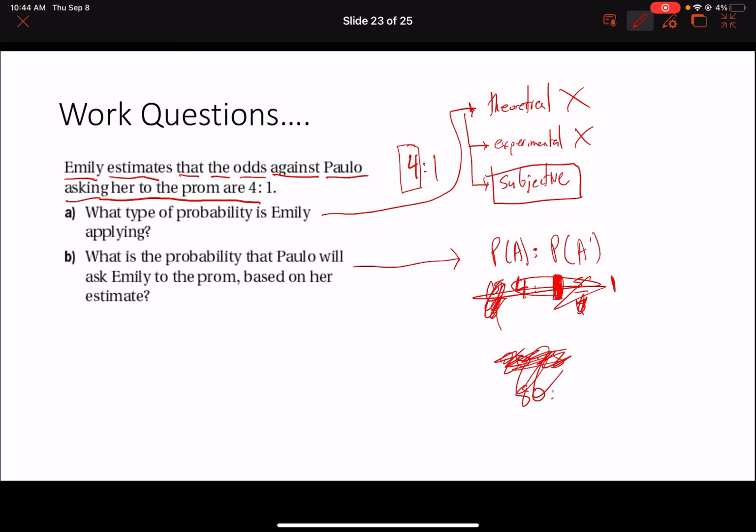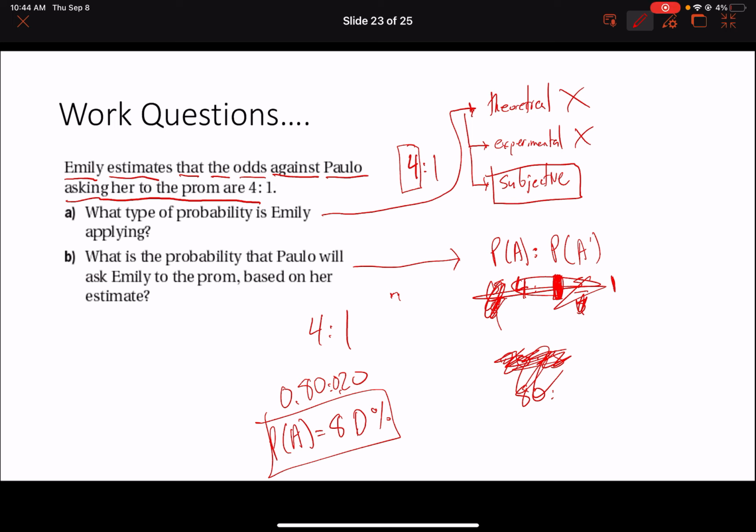So, 4 to 1. I want to change it so that the total number of occurrences is out of 5, right? So if we multiply both sides by 20, we get 80 to 20. If we divide both sides by 100, we have 0.8 to 0.2. So that means P of A is equal to 80%. 80% probability that Paulo will ask Emily to the prom.